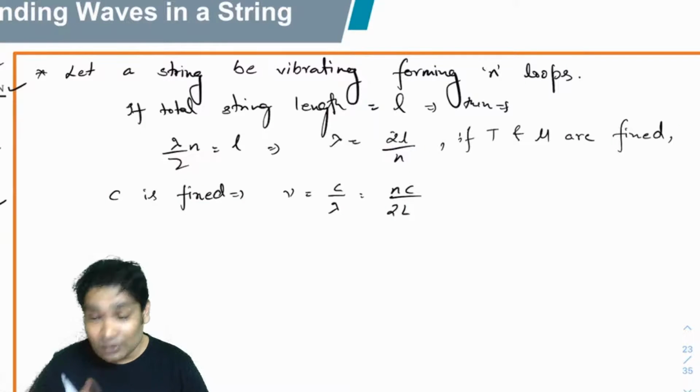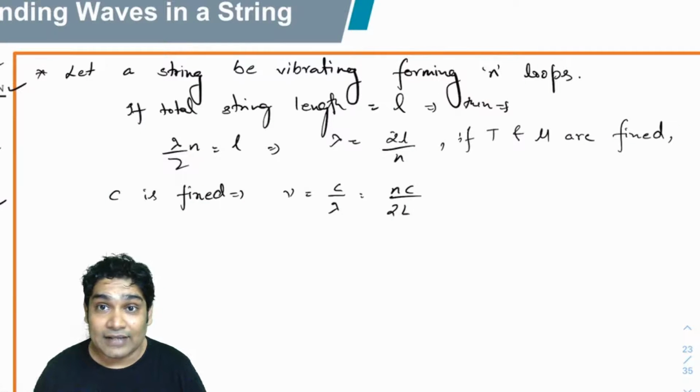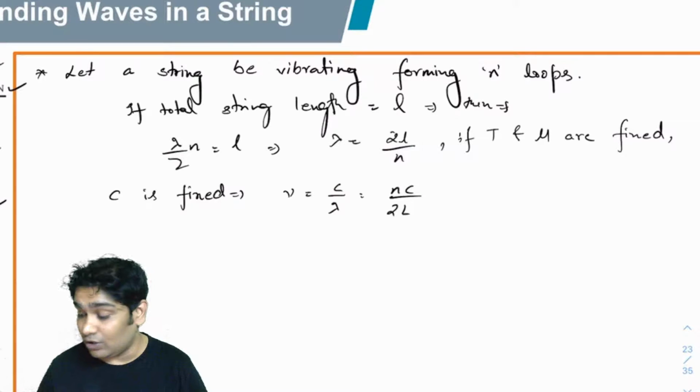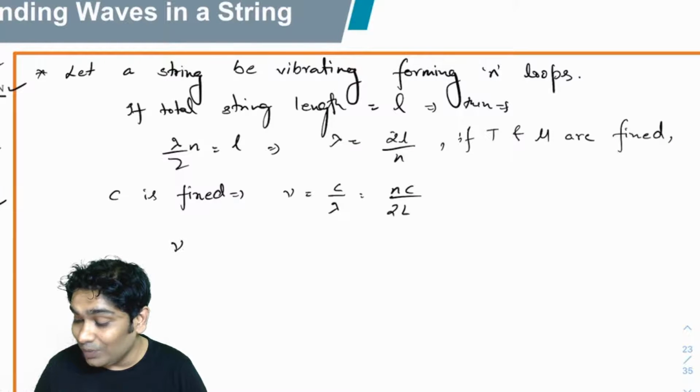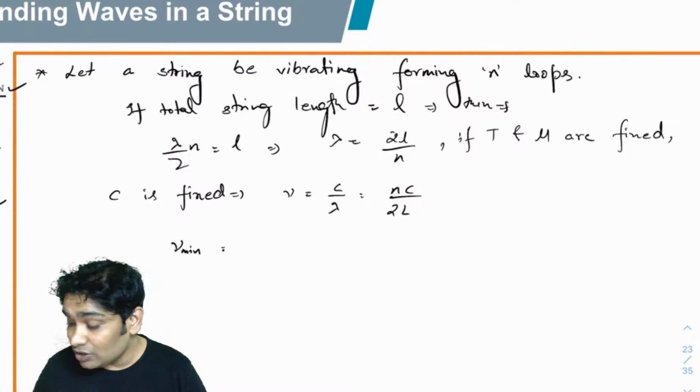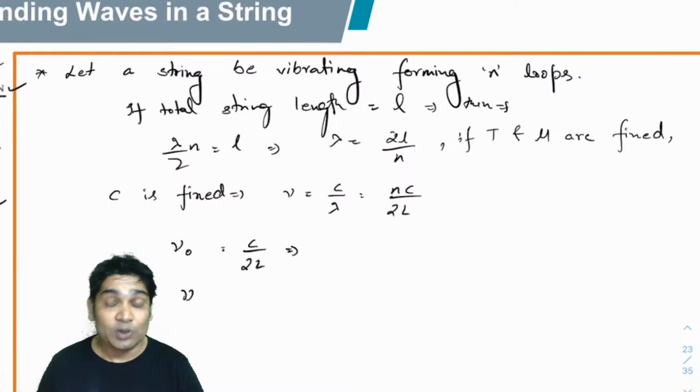So now what you will realize is, what is the minimum possible frequency of oscillations? The minimum frequency would be if I put my n as 1. So that will be C over 2L. We give this a special name, nu naught, and this is called the fundamental frequency. This is the smallest possible frequency that you can have the string vibrating in.